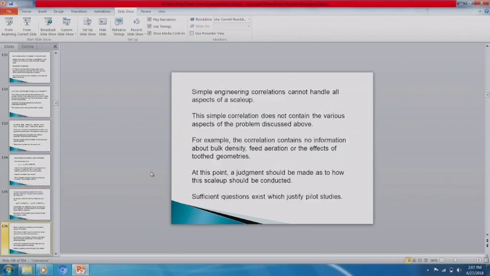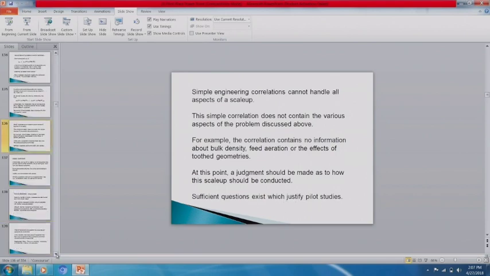Simple engineering correlations cannot handle all aspects of scale-up. Very important point. Simple correlation does not contain the various aspects of the problem discussed above. There's no information about bulk density, feed aeration, or the effects of tooth geometries. At this point, judgment should be made as to how the scale-up should be conducted. Significant questions exist which justify pilot studies.